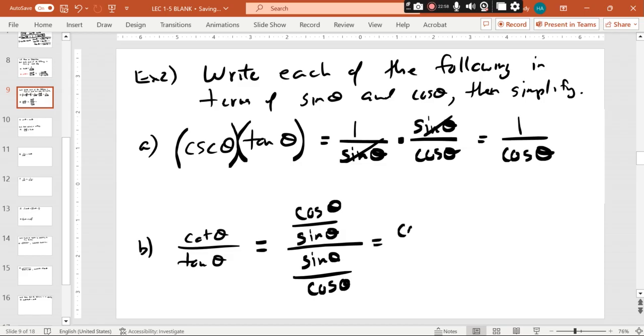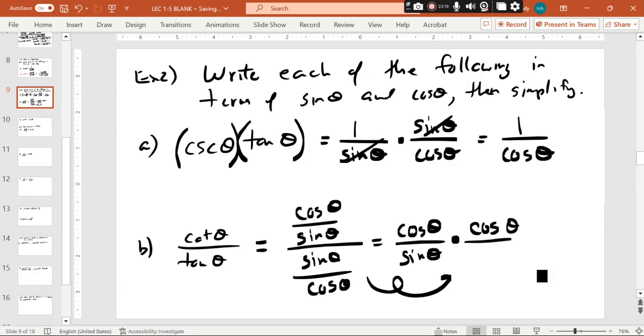I know what to do here. What we do is we keep the first fraction, the number on top, exactly the same. Top fraction remains the same. Change this to multiply, and we take the reciprocal of this one. So moving this over. There it is. Oh, now we're just multiplying these out. So cosine theta over sine theta.